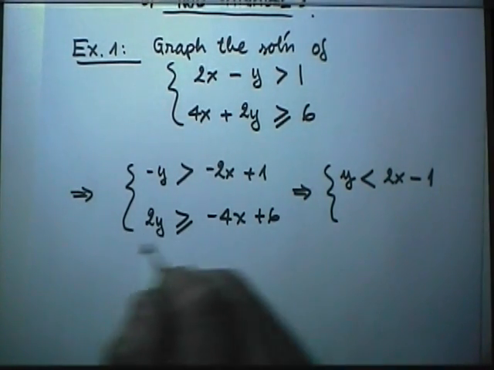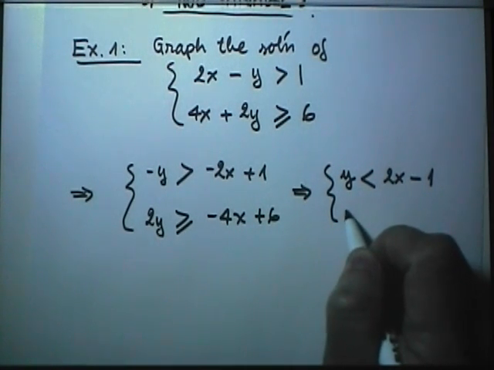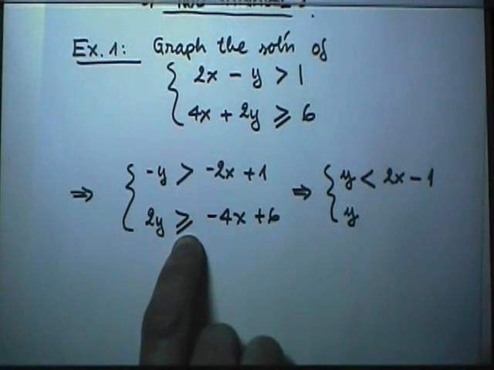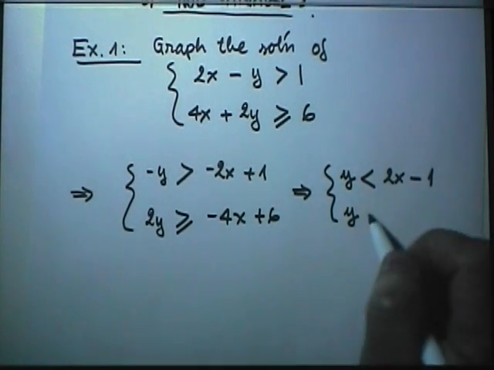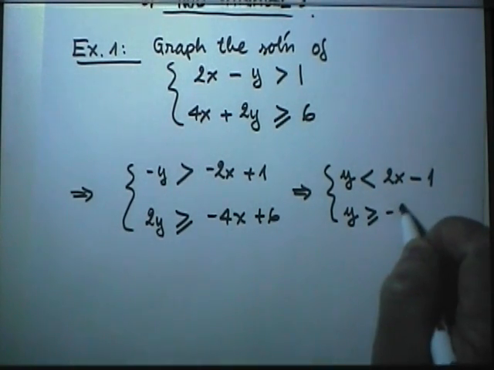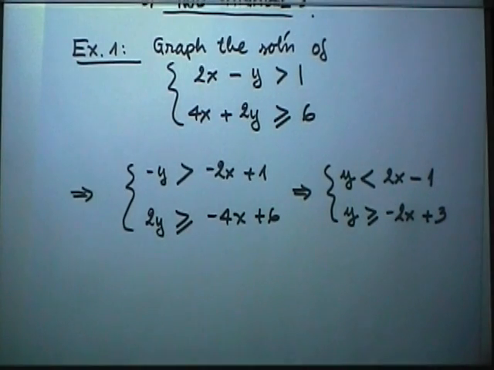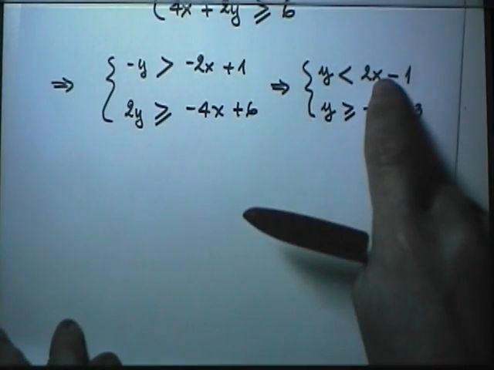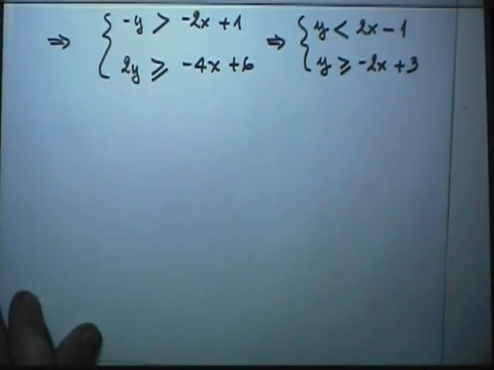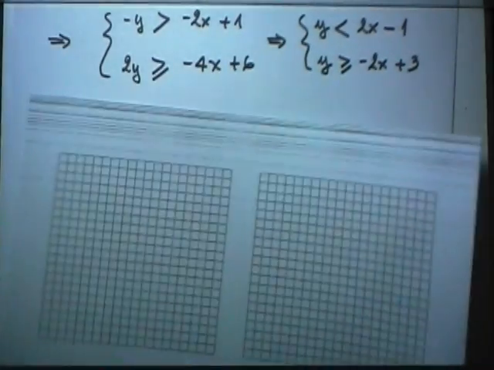On the bottom inequality, I simply have to divide both sides by 2. On the left side, dividing by 2, I have simply y. Notice this time I'm dividing by a positive number, so I do not have to switch the inequality. It's going to be greater than or equal to, and the right side becomes minus 2x plus 3. So once again, I think of having two lines. Now I am ready to move over to my graph page so that I can start graphing the solution.